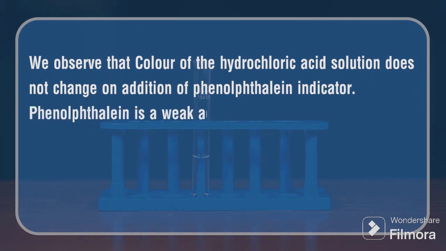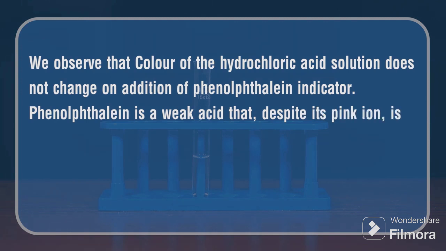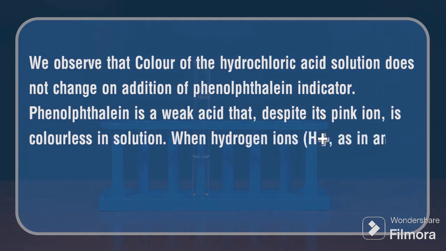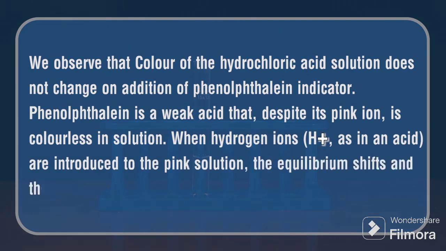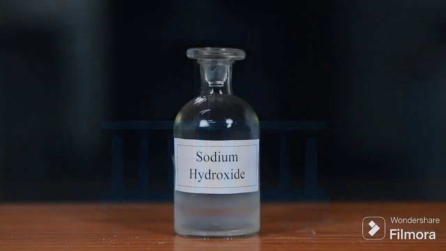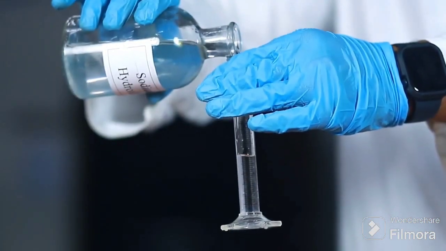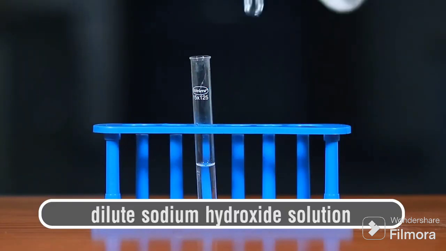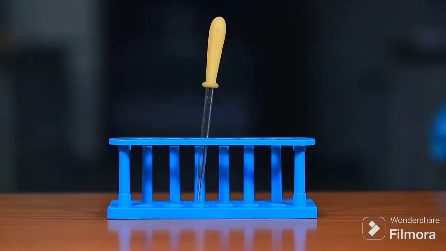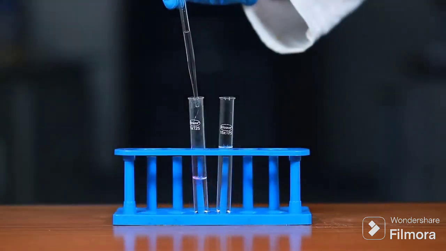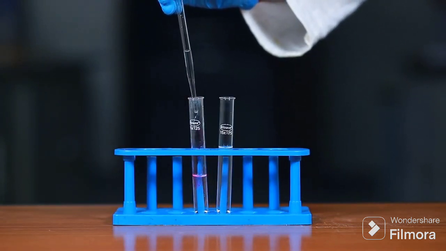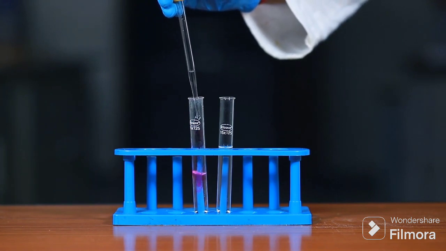Phenolphthalein is a weak acid that, despite its pink ion, is colorless in solution. When hydrogen ions H+, as in an acid, are introduced to the pink solution, the equilibrium shifts and the solution becomes colorless. Now take about 10 ml of dilute sodium hydroxide solution in another test tube. Take out sodium hydroxide solution with the help of a dropper and start adding the solution drop-wise into the test tube containing hydrochloric acid till a change in color is observed.